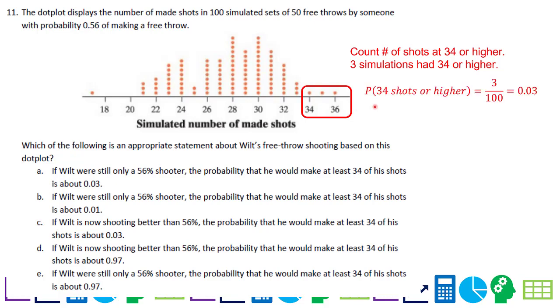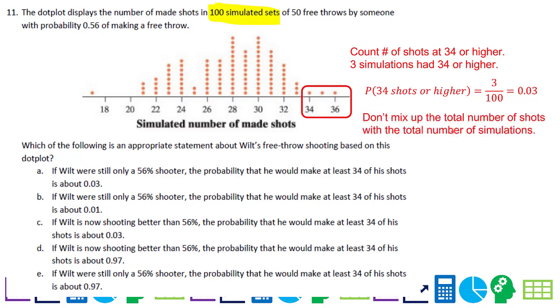And then we calculate the probability. 3 out of 100. You're probably really tempted to do 3 out of 50, but it's 3 out of 100 because there are 100 dots here for 100 simulations. So don't mix that up. So we get 0.03. So it's one of these choices, A or B.